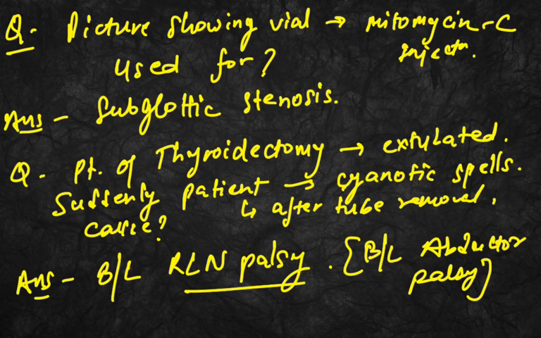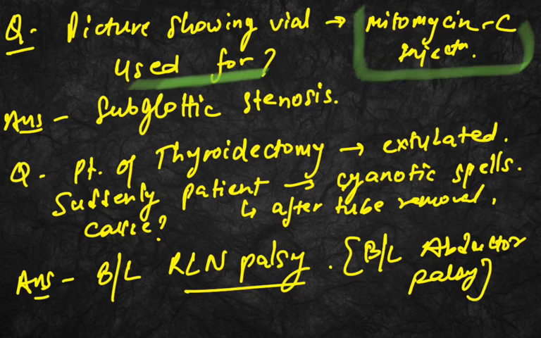Now, a picture showing a vial on which Mitomycin C injection is written was given, and it is used for which of the following diseases? The answer is subglottic stenosis.